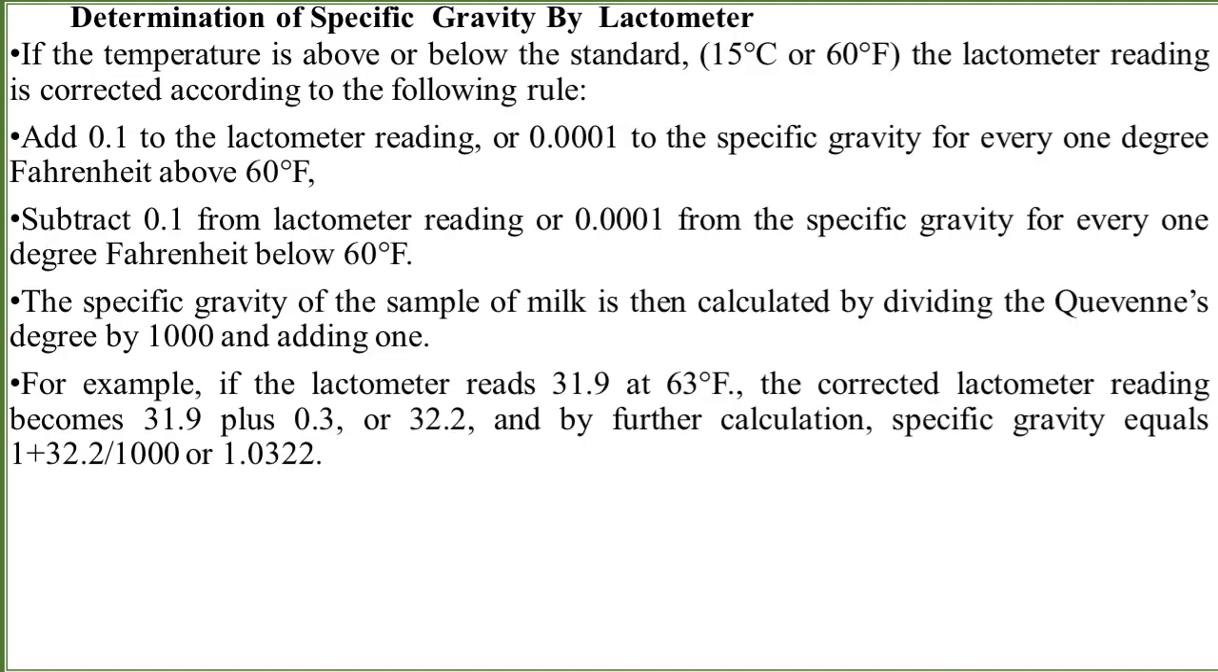Determination of the specific gravity by lactometer is still continued. If the temperature is above or below the standard, the lactometer reading is corrected according to the following rule. Add 0.1 to the lactometer reading or 0.0001 to the specific gravity for 1 degree Fahrenheit above 60 degrees Fahrenheit. Subtract 0.1 from the lactometer reading or 0.0001 from the specific gravity for every 1 degree Fahrenheit below 60 degrees Fahrenheit.